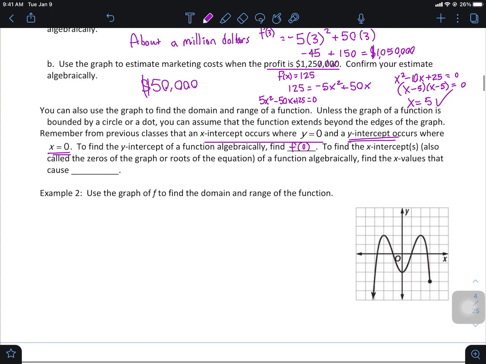And then for an x-intercept, you're going to set your f(x), or your y piece, equal to 0. That's just the function notation. Anyways, we're going to look here at the graph and then talk about how to do the domain and range.